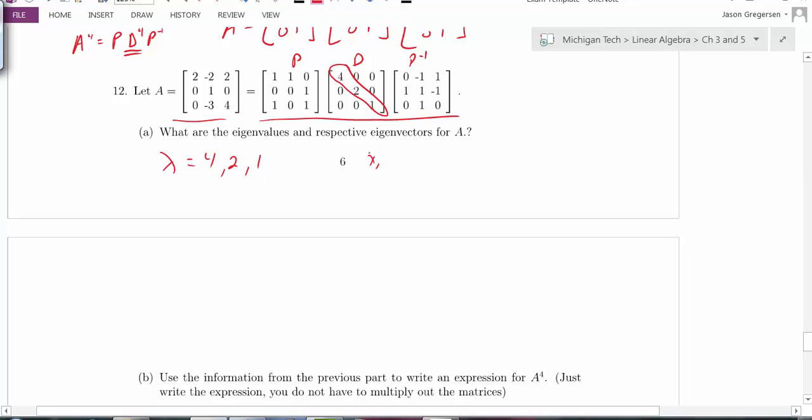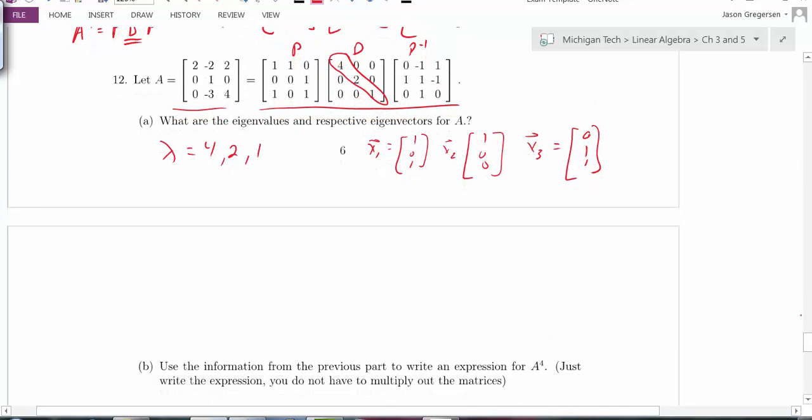So our first eigenvector would be equal to 1, 0, 1. Our second eigenvector would be equal to 1, 0, 0. And our third eigenvector would be equal to that last column, 0, 1, 1. So we can really just pull these values after we see that diagonal representation.